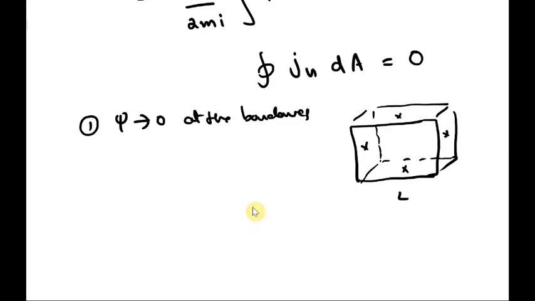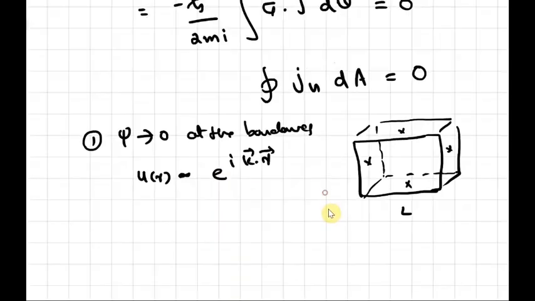But the spatial part of the wave function in this case is u of r. I'm not writing the entire part, I will just take the exponential part of it, e to the i k dot r. This is the form of the wave function, and you can see that you cannot make this wave function 0 at any of these boundaries. Whatever value you give, it is not going to 0. So this is not the valid condition that we want.